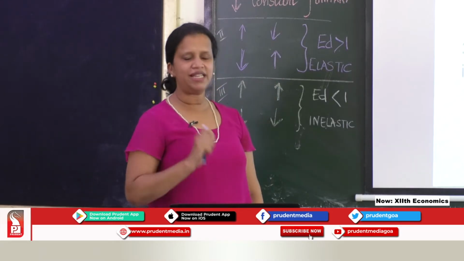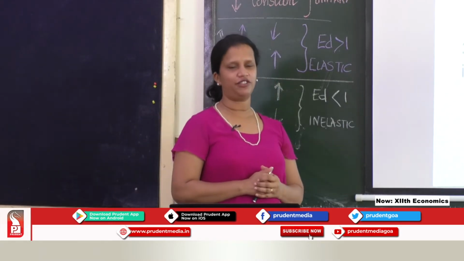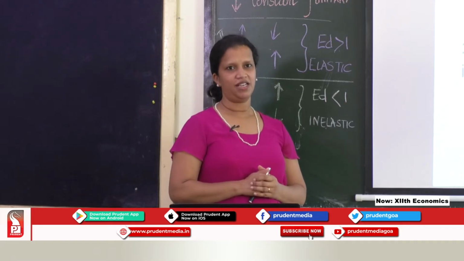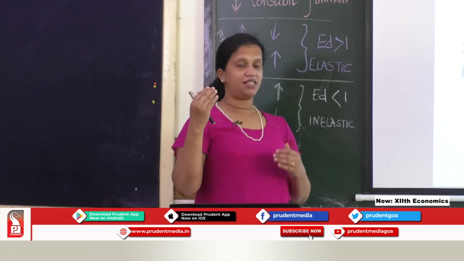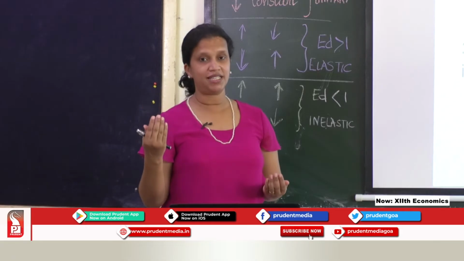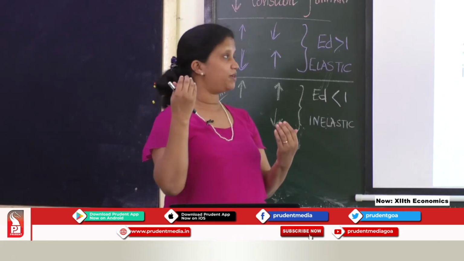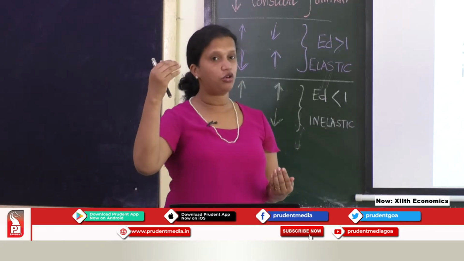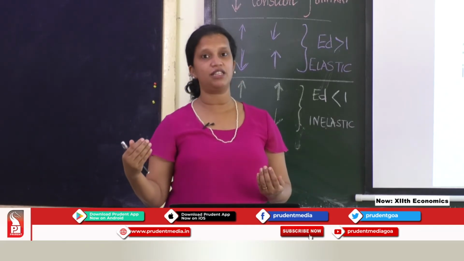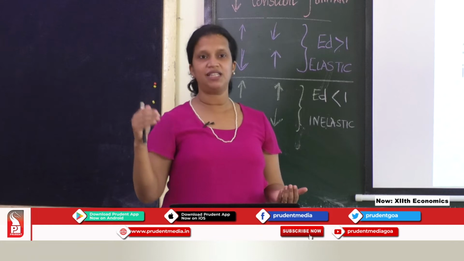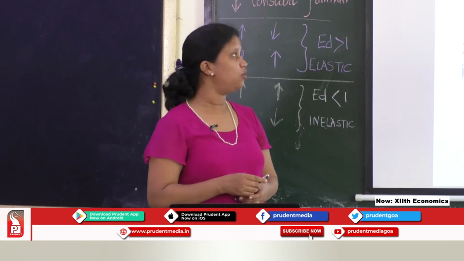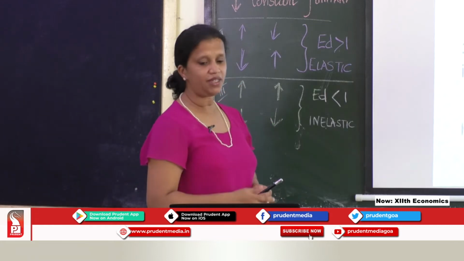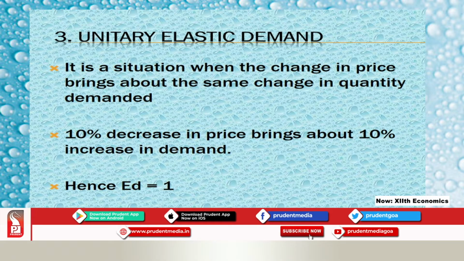Clear? So, in this case, what do you think will be the value of elasticity? Remember, in order to calculate elasticity, we divide percentage change in quantity demanded by percentage change in price. And if both the numerator and the denominator are the same, definitely they will cancel out and it will be equal to 1. Therefore, ED value is always 1 in case of unitary elastic demand.